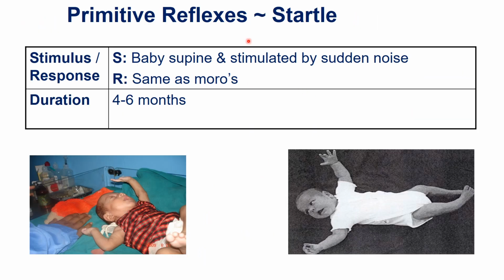Now let's move on to another reflex, that is the startle reflex. Here the baby is lying supine and the stimulus is a sudden noise. The response will be exactly like a Moro reflex: opening the hand and extending both arms, abduction followed by adduction and then flexion of the arms. Sometimes Moro and startle are taken as similar reflexes because the response is the same, only the stimulus is different. The duration is also similar to Moro, 4 to 6 months.